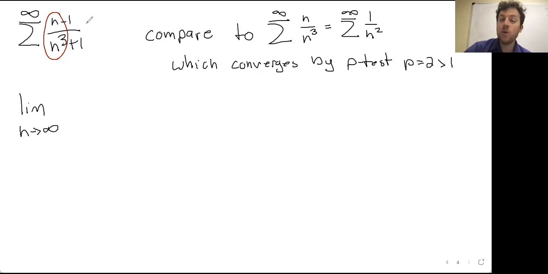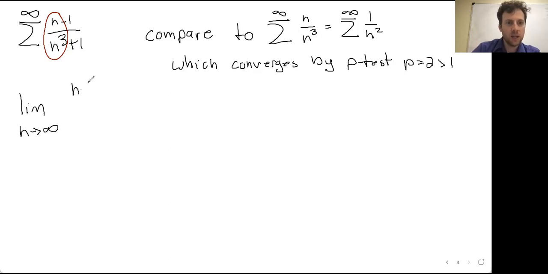I think you could do a direct comparison. The inequalities will work out the way you want them to. So this is less than 1 over n squared, but it's hard to see that. And rather than worrying about if it works out exactly the right way, the limit comparison test says in the limit, the small stuff is just going to go away, so we don't have to worry about it.